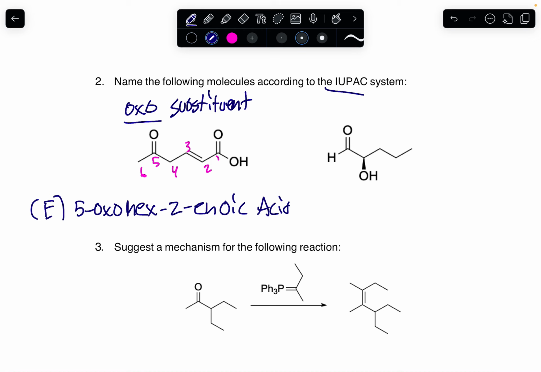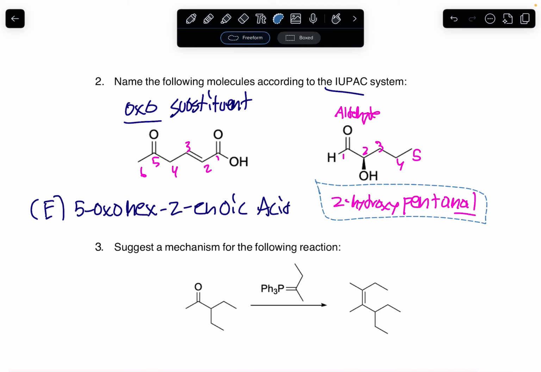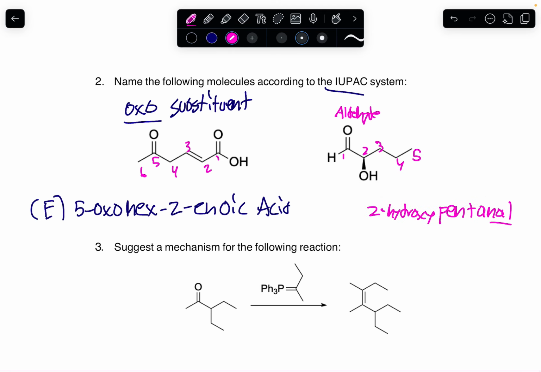The next one, so we're naming this molecule by IUPAC. It is 5 carbons. This is a hydroxy group, so it's 2-hydroxypent. And then this is an aldehyde, so we will name it like the following, pentanal. We do not need to indicate the position of the aldehyde because it's an aldehyde, so it's always at the end.